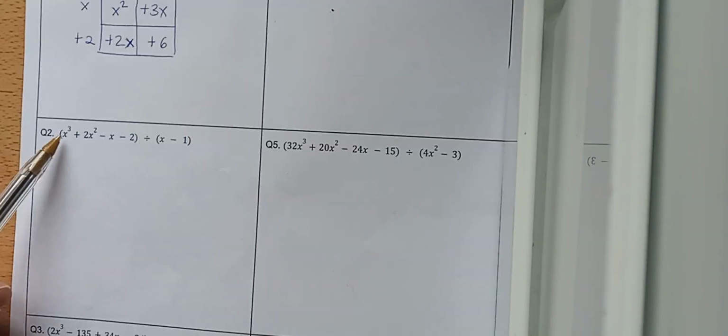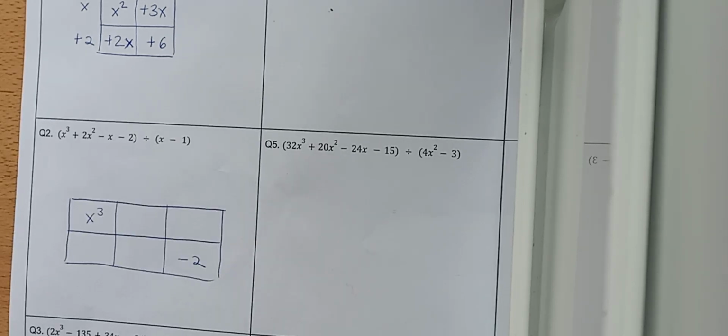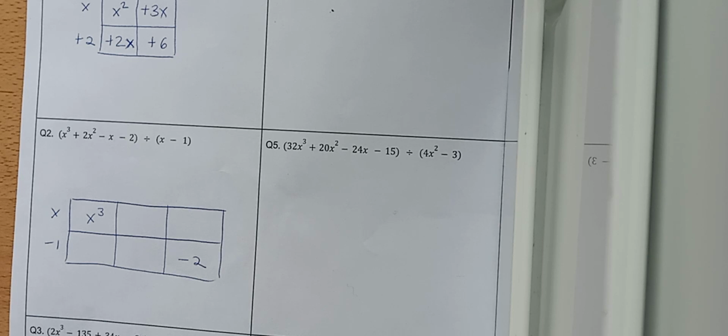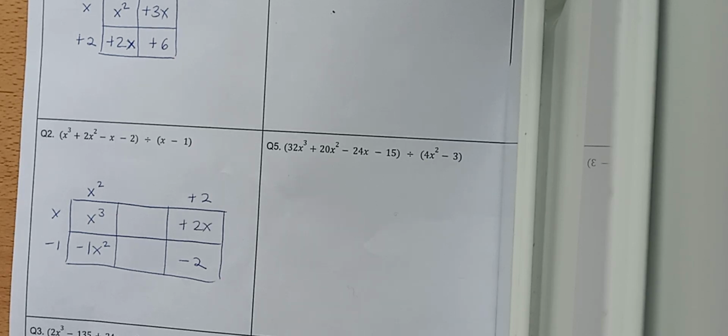Question 2 is a cubic, so we're going to have 6 boxes for this. Give yourself plenty of space. In with the first and last terms. Put my factor on the outside, and then I'll start filling things in. So this time it's x squared on top. And then I can fill in the minus 1x squared. Over here, minus 1 into minus 2 goes plus 2. And now I can fill in plus 2x.